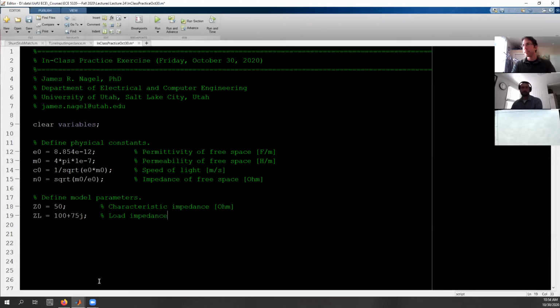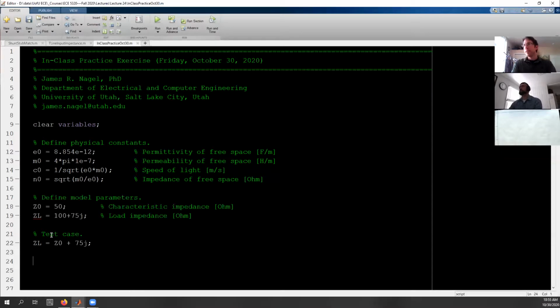Load impedance. You notice it's complex. That's very, very important. And in fact, just for the sake of argument, let's do a very simple case for ZL equal to Z naught plus 75J. So I'm going to do a simple case first where the real part matches the characteristic impedance, and then we'll step away from that after we've explored that for a little bit. So we'll do a test case.